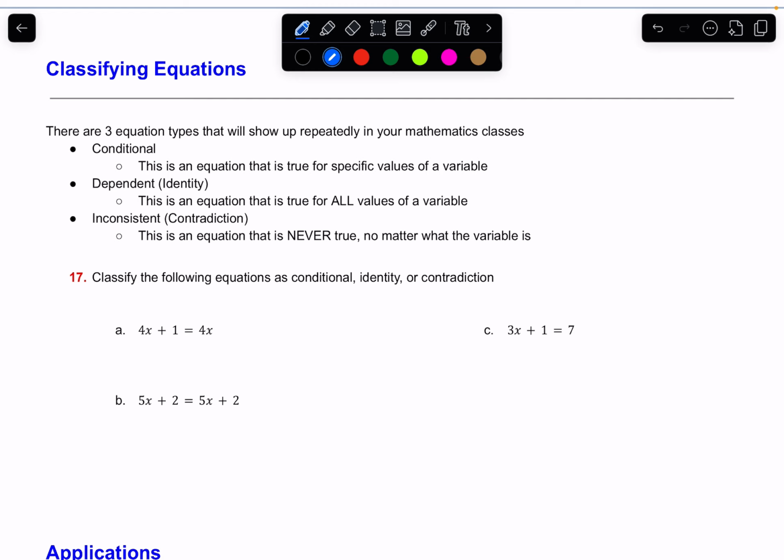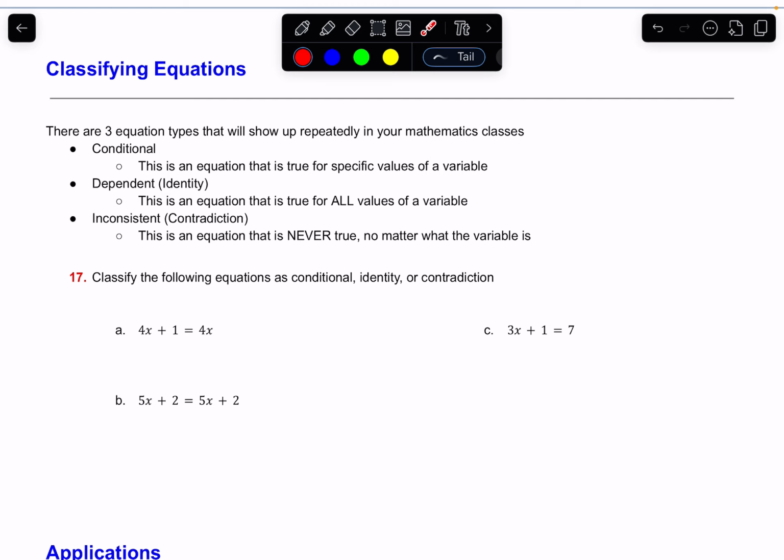We are going to be defining equations into three different types: conditional, dependent, or inconsistent equations. A conditional equation is an equation that is true for specific values of a variable. This has been everything we've done so far. Every equation we've done, we've gotten an answer, and so that is a conditional equation where our answer is the condition. If x equals the thing we got, then the equation's true.